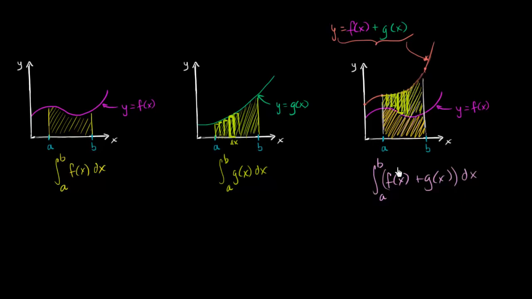So the area under this curve, the definite integral from a to b of f of x plus g of x dx, is just going to be the sum of these two definite integrals. And you might say, oh, this is obvious, or maybe it's not so obvious. But when is this actually useful?